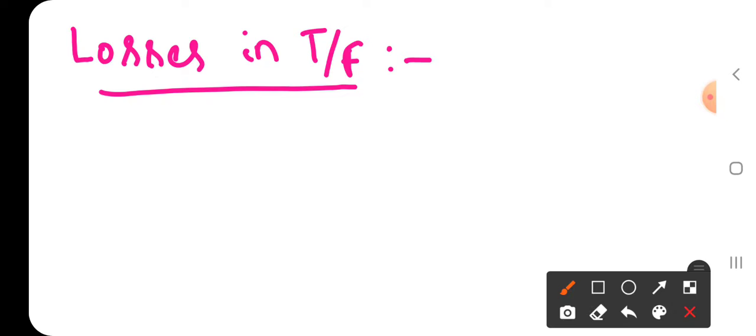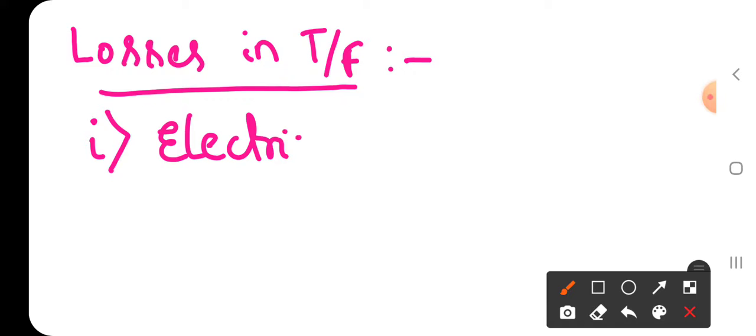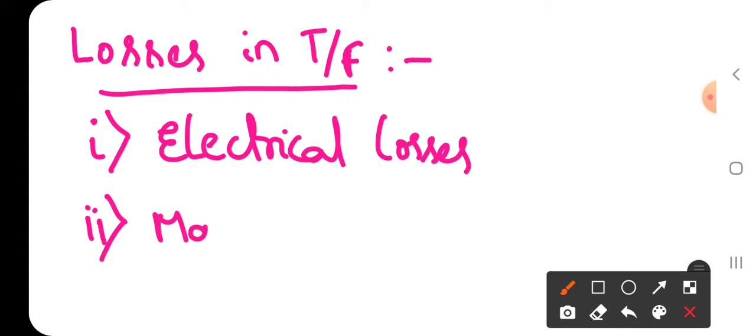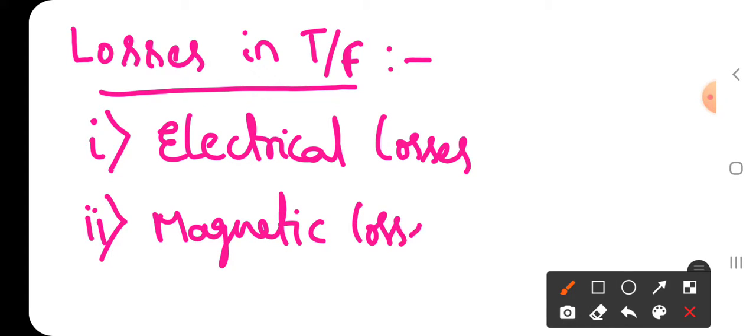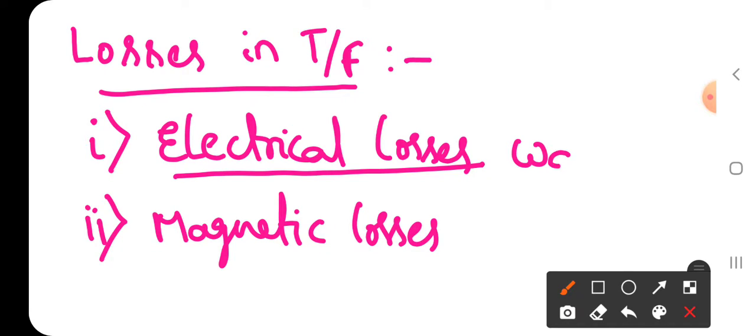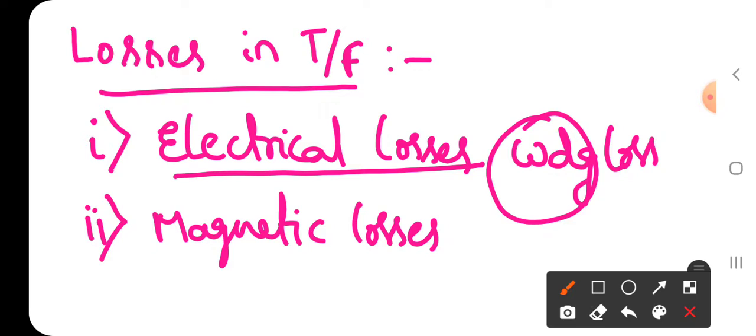There are only two types of losses. The first one is electrical losses, and the second one is magnetic losses. What do you mean by electrical losses? Electrical losses are also called winding losses. What do you mean by winding losses?